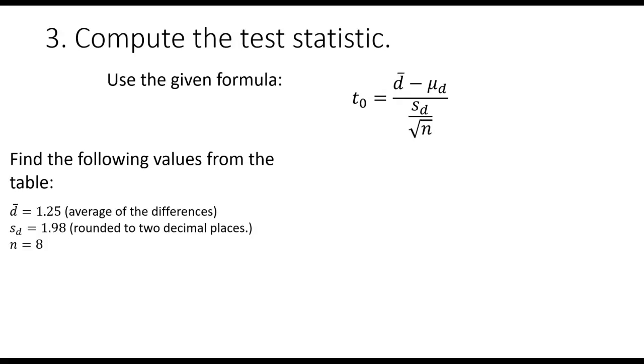Once we have our given information, now we can substitute into that formula, remembering that mu sub d is our claim, so that value is going to be 0. When I substitute in the values in the correct positions, you plug this into your calculator. Make sure you're using parentheses to follow the order of operations. When you do that, you end up with a test statistic of 1.79. Remember, in the critical value method, we're going to compare that test statistic to our critical value, and that's how we can make our decision.